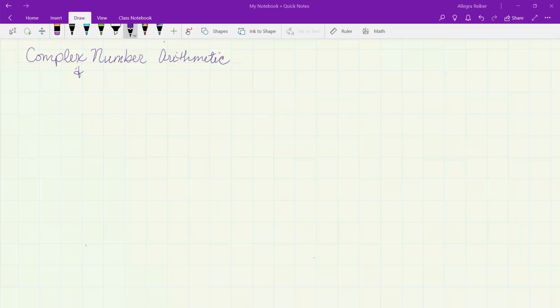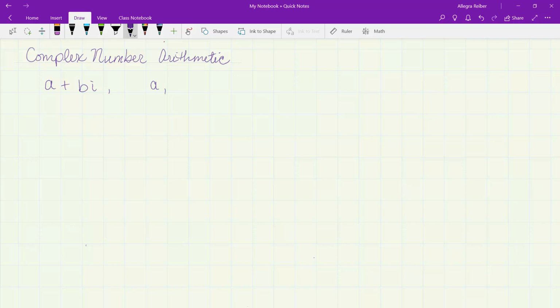In preparation for talking about solving linear systems of differential equations with complex eigenvalues for the matrix, I wanted to address a couple concepts related to complex numbers and complex number arithmetic. So to start out with, let's talk about what we mean by a complex number. A complex number is a number written like this: a plus bi.